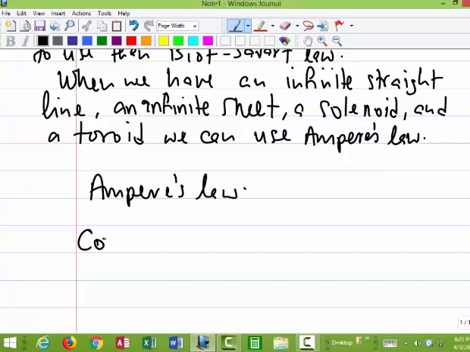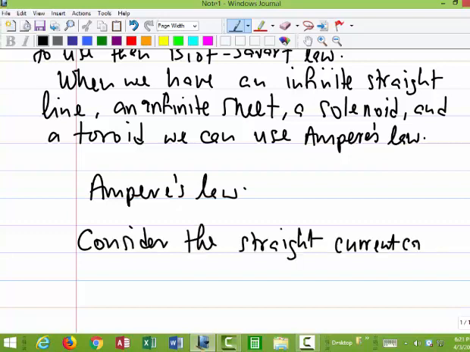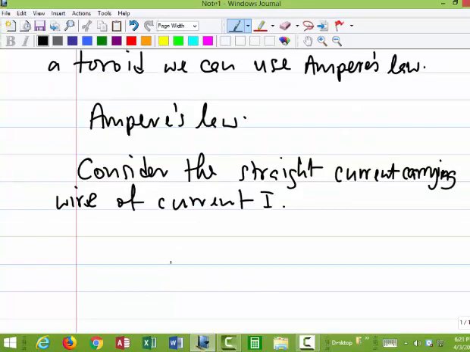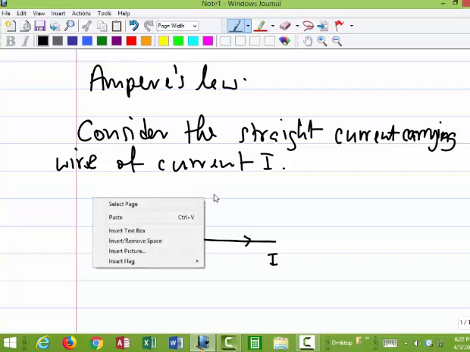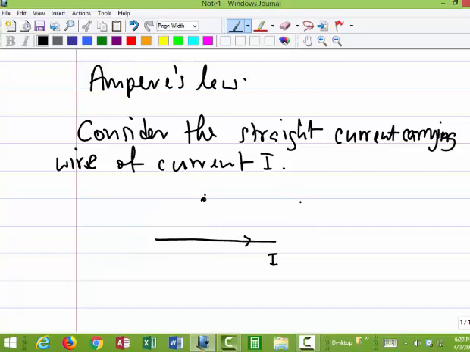Let's consider a straight current-carrying wire, with current I. So the current through the wire is I. By right-hand rule, if you grab the wire with your right hand, then the magnetic field at this point is coming out of the board, and it's going into the board down here. So we can think of a loop like that. The field is out at the top here and in down here.